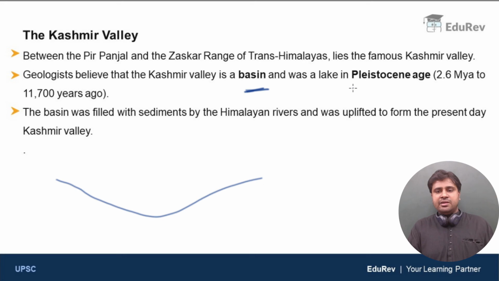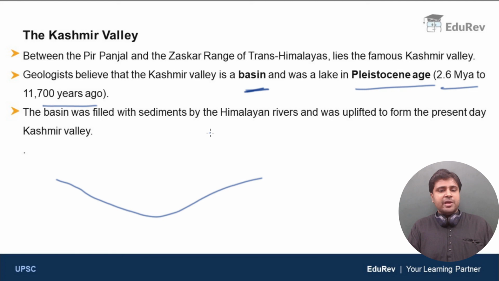And it was a lake in Pleistocene age. When I say Pleistocene age, it lasted from 2.6 million years ago to 11,700 years ago. So Pleistocene age is one of the time periods in geological time scale. So the time span is Pleistocene age. And the word MYA means million years ago. Okay, so scientists say that Kashmir is a basin. The Kashmir Valley is actually a basin, and a lake existed there in Pleistocene age.